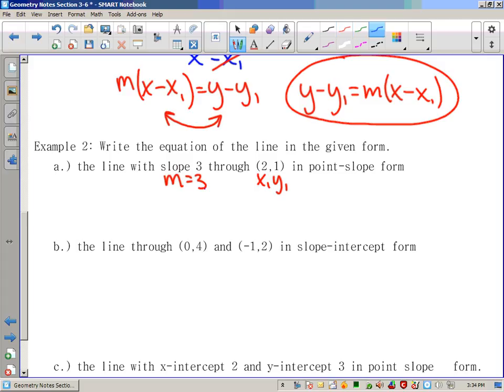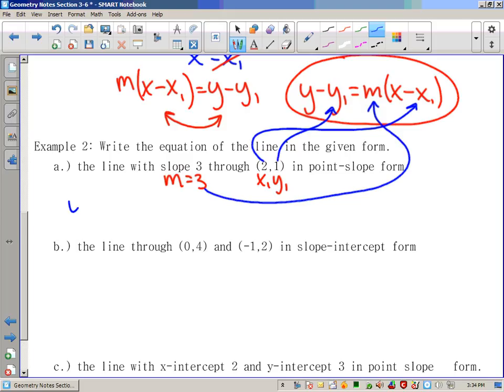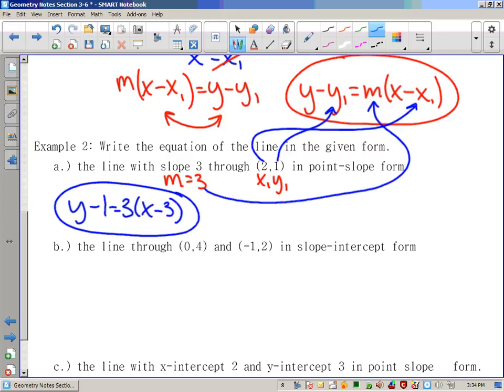All I do is plug it in. So 3 would go in for m. 2 would go in for x1. 1 would go in for y1. And then I just write my answer. So it'd be y minus 1 equals 3 times x minus 2. And I'm done. So this was just plug the numbers in, you got it. Nothing really else to do.